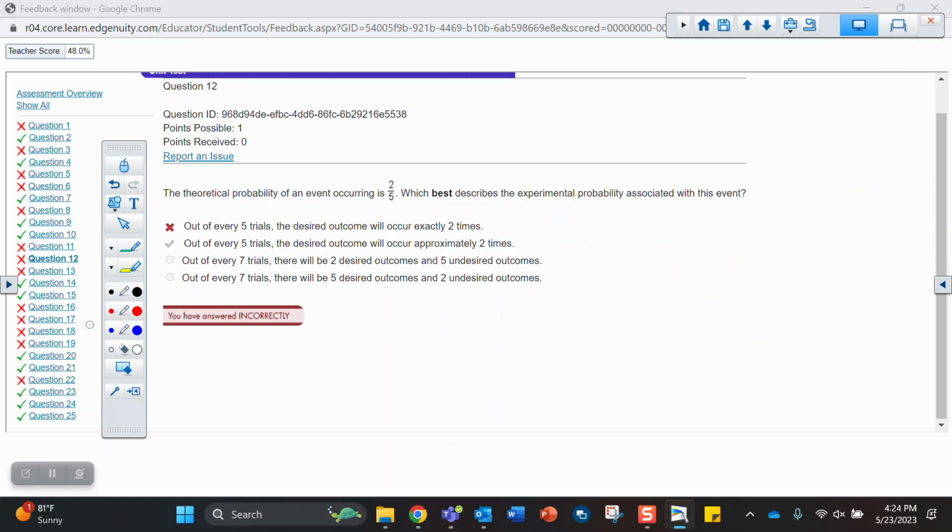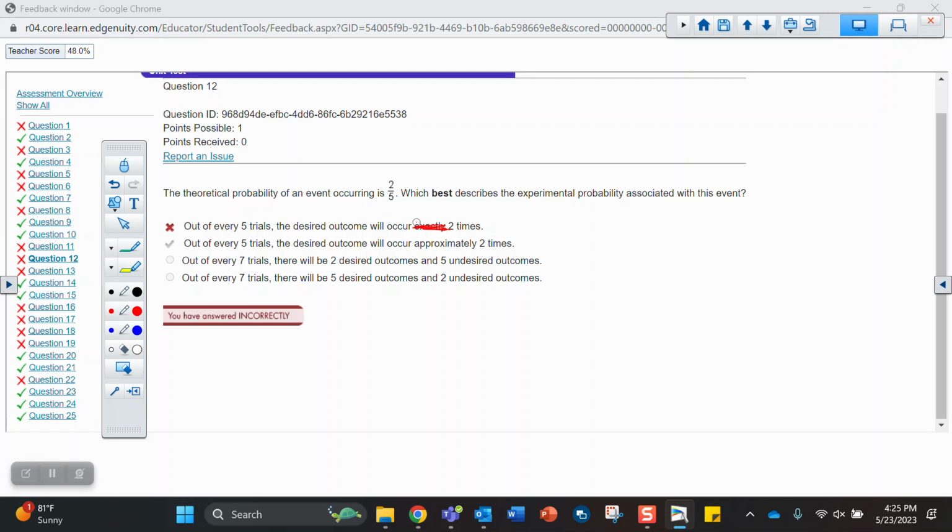Theoretical probability of an event occurring is 2/5, which best describes the experimental probability associated with the event? So we don't ever want to say exact. That's the trick here. You chose that out of every 5 trials, the desired outcome will occur exactly 2 times. Well, that's in theory, but we also know that if I flip a coin twice, it's not necessarily going to land on heads once and tails once. It could land on heads twice.